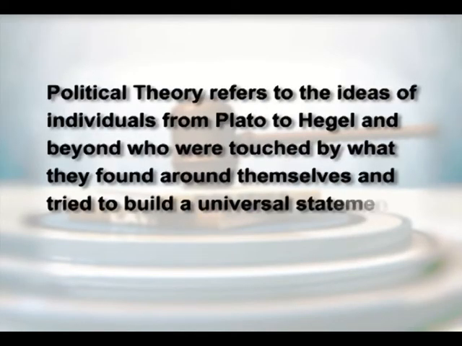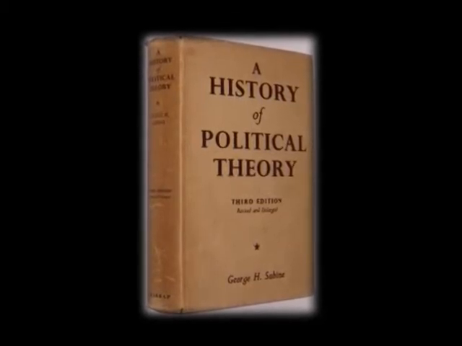They are actually the ideas of individuals from Plato to Hegel and beyond, who were touched by what they found around themselves, and were trying to build a universal statement out of it. And this was known as political theory, perhaps the best known example where thought and theory were used interchangeably, though they shouldn't be. They mean different things. This can be found in the title of the book we have all read in our student days as almost a Bible, the book by George H. Sabine. The book is essentially on Western political thought, on Western political philosophy, but the name of the book is A History of Political Theory.